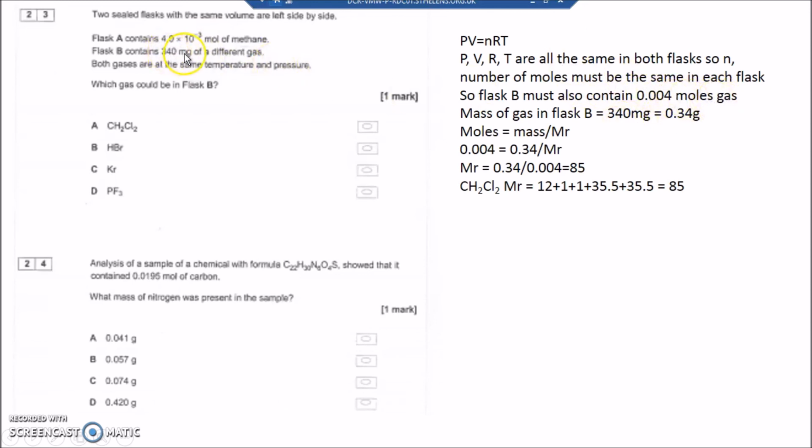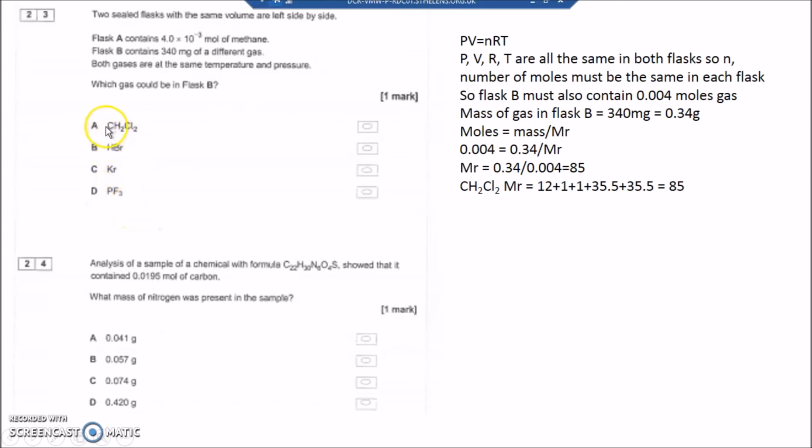We've been given a mass in milligrams. To turn a small unit like milligrams into a larger unit like grams, we divide by 1000. So 340 milligrams is 0.34 grams. Moles is mass divided by Mr. So moles, which we've established is 0.004, equals mass, 0.34, divided by Mr. It's prompting us from the mass and the number of moles to work out Mr. Mr is 0.34 divided by 0.004. The Mr is 85. In other words, it's asking which of these chemicals has got an Mr of 85.